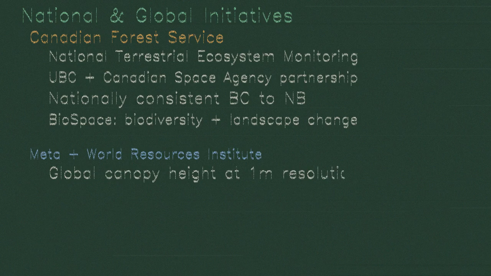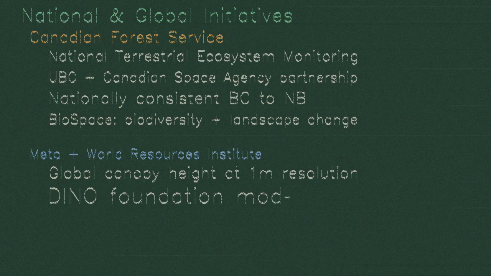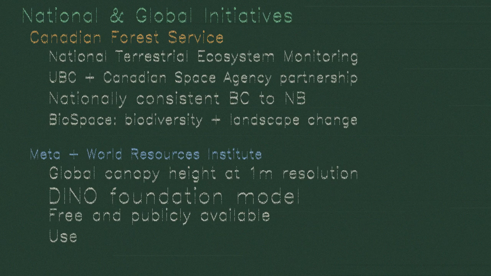What does the Canadian Forest Service specifically have in the works for this? The Canadian Forest Service has been building national-scale remote sensing infrastructure through the National Terrestrial Ecosystem Monitoring System, developed in partnership with the University of British Columbia and the Canadian Space Agency. They are producing satellite-based forest inventory attributes that include quantitative measures of vegetation return after disturbances, which is directly relevant to regeneration monitoring. Their approach is nationally consistent, meaning the same methods apply from British Columbia to New Brunswick.